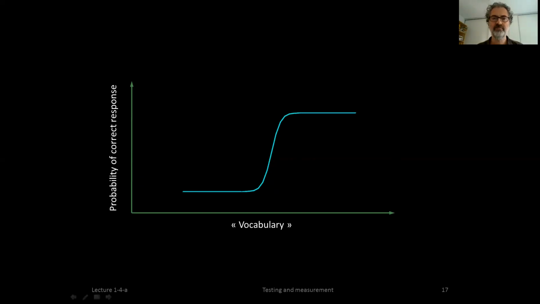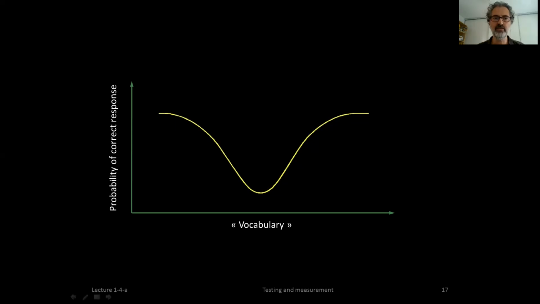This means that people with low vocabulary should not be answering the question correctly, indicating they don't know the word, whereas people with high vocabulary should be answering the question correctly, indicating they know the word. If the probability curve looked like this, that would be a problem. This would not be usable in a test. What does this show us?